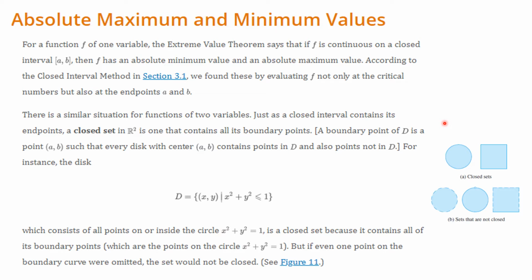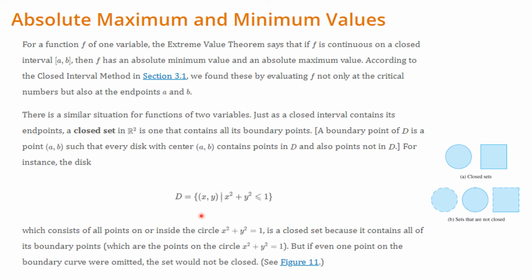Well, there is a similar situation for functions of two variables. Just as a closed interval contains its endpoints, a closed set in R2 is one that contains all of its boundary points. A boundary point of D is a point (a, b) such that every disk with center (a, b) contains points in D and also points not in D.